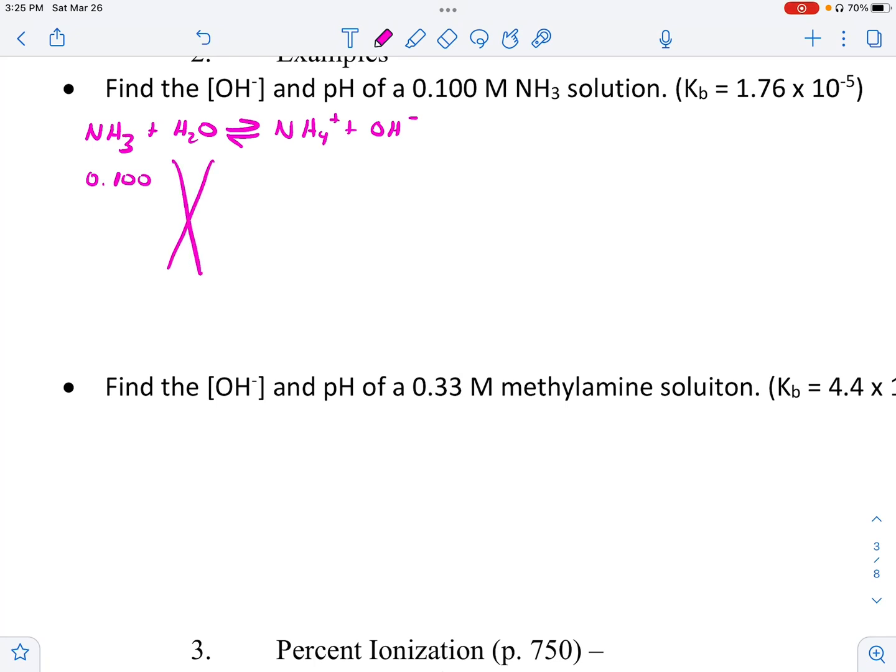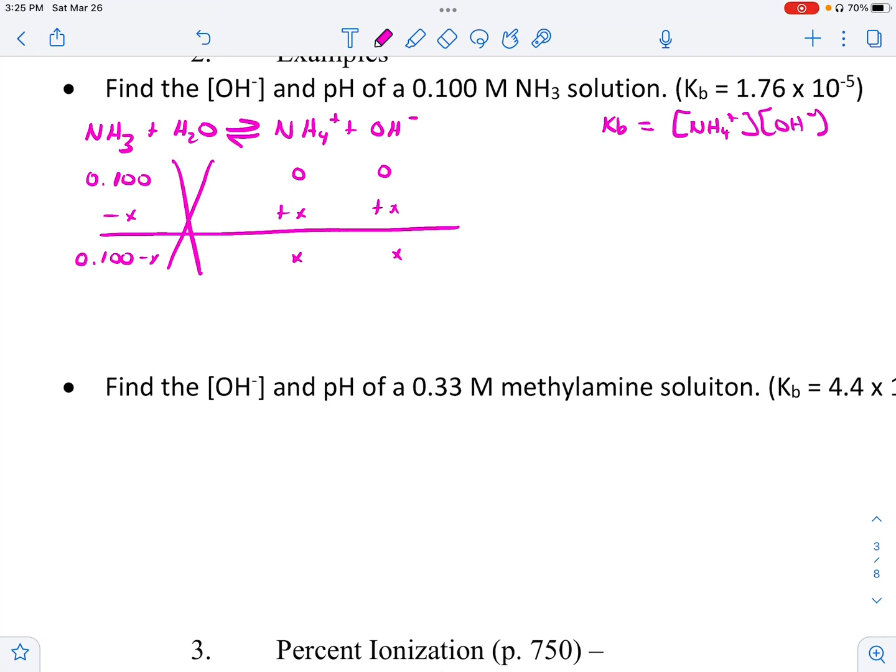Remember, what we don't care about, the water. Then 0, 0, minus X, plus X, plus X. So over here we've got 0.100 minus X, X, and X. Doing the full workout, Kb is equal to the concentration of NH4 plus times the concentration of OH minus over our concentration of NH3. So now we're ready to plug it in.